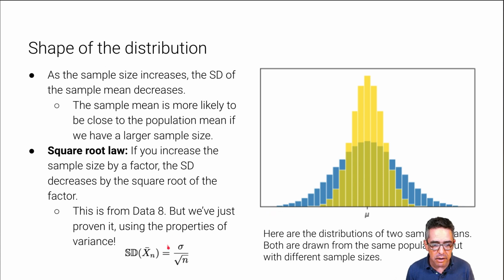How they're related is this factor 1 over square root of n. So this basically tells you how much you win by making n bigger, by making your sample size bigger, by going into the yellow regime that has a larger value of n.